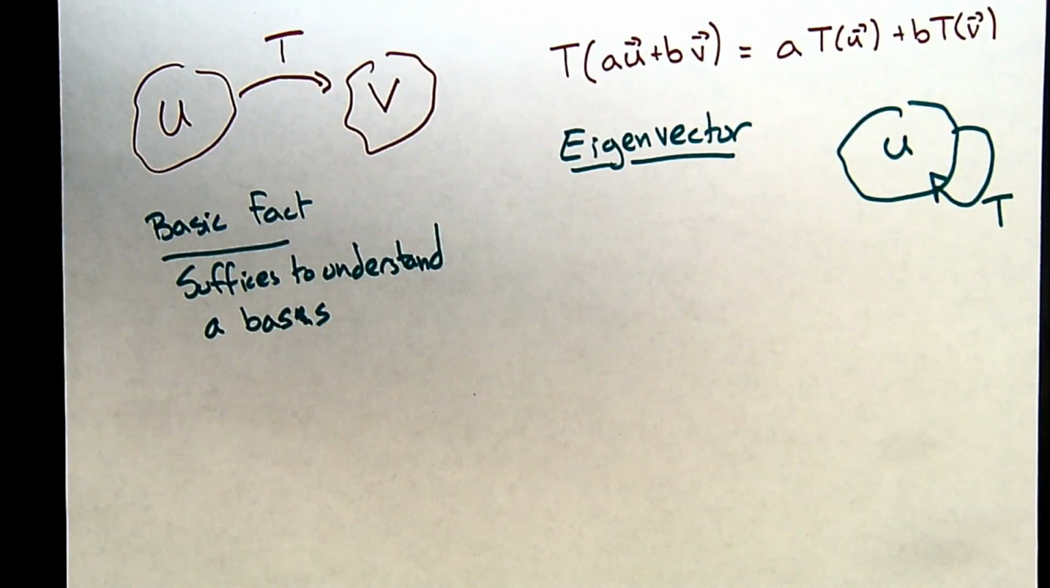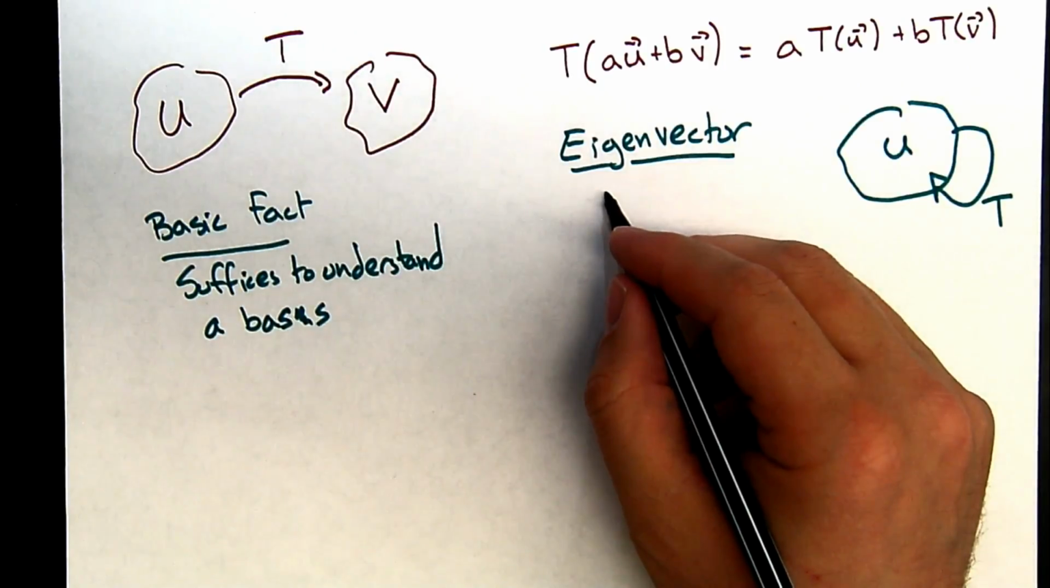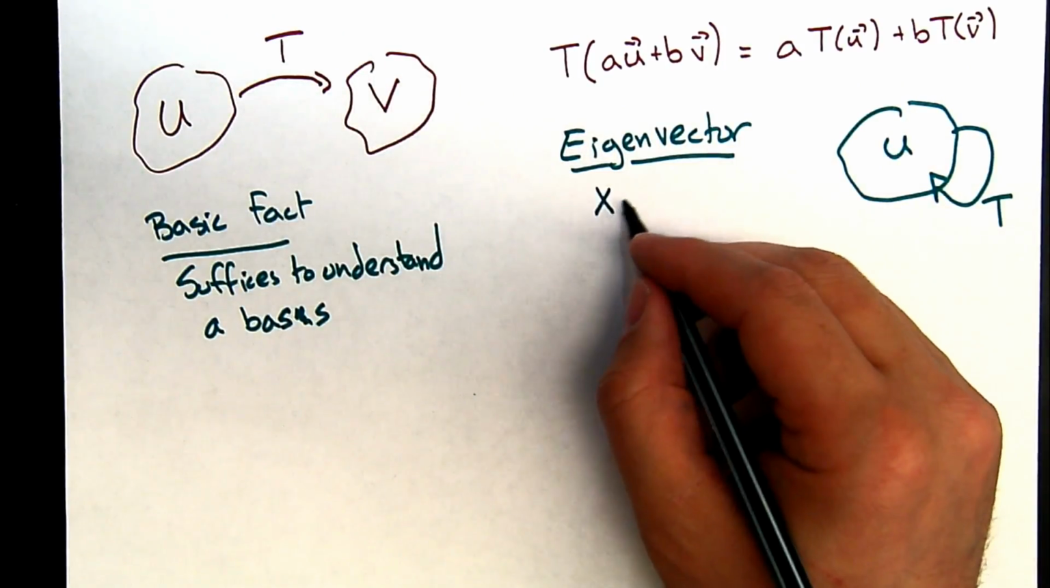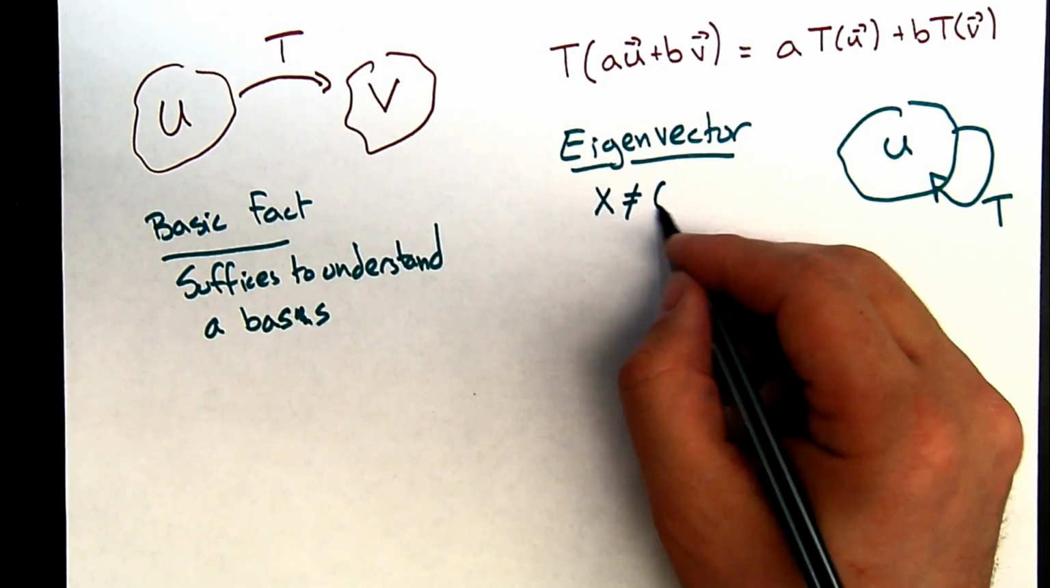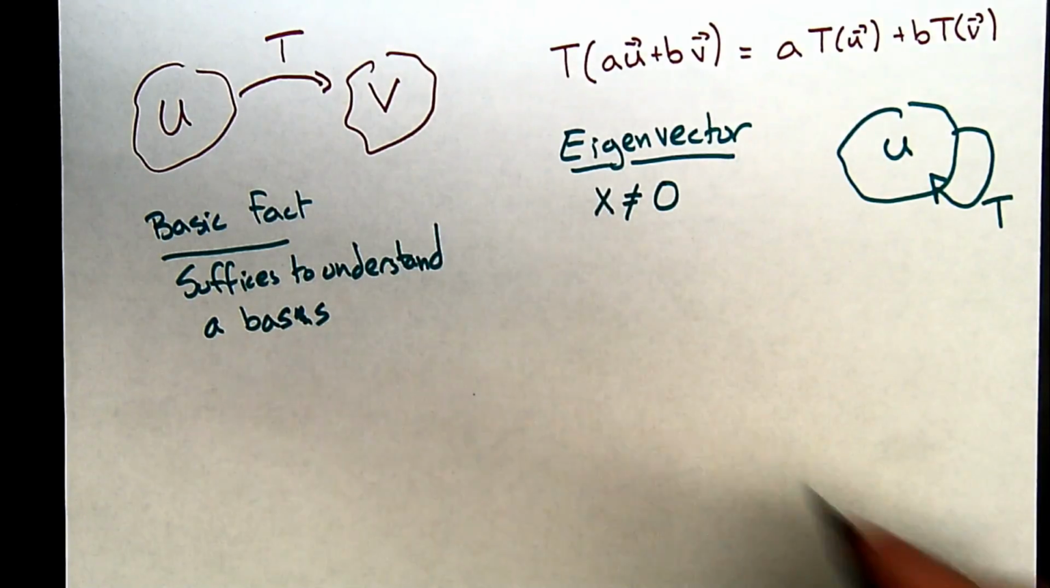They're not always upset. So eigenvectors, the idea of an eigenvector is it's a vector which is really nice under the linear transformation. So we'll say if I have a vector x, which is not the zero vector.